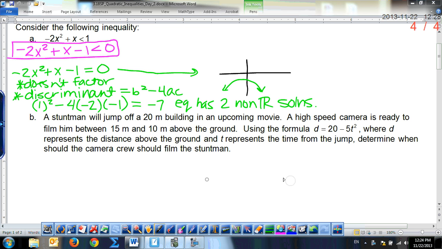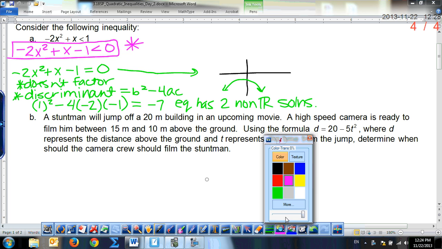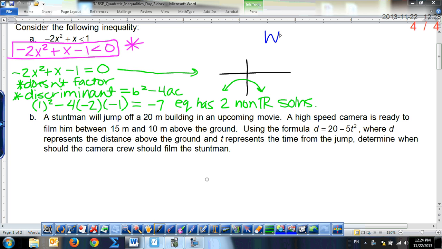Now we're going to go back and think about this inequality. Okay? Basically what this is asking us is when are the y values of this quadratic less than 0? That's what that statement means. Okay? Because this is my quadratic equation, right? And I want to know when that's less than 0.